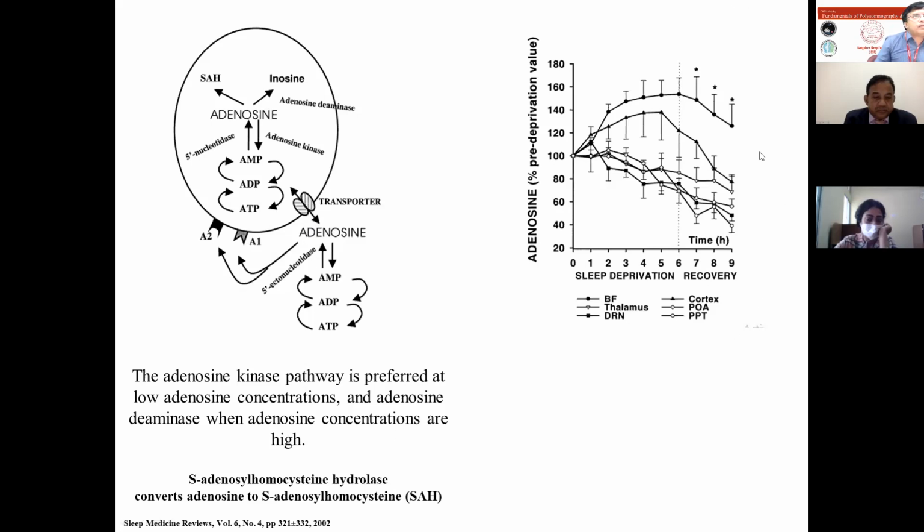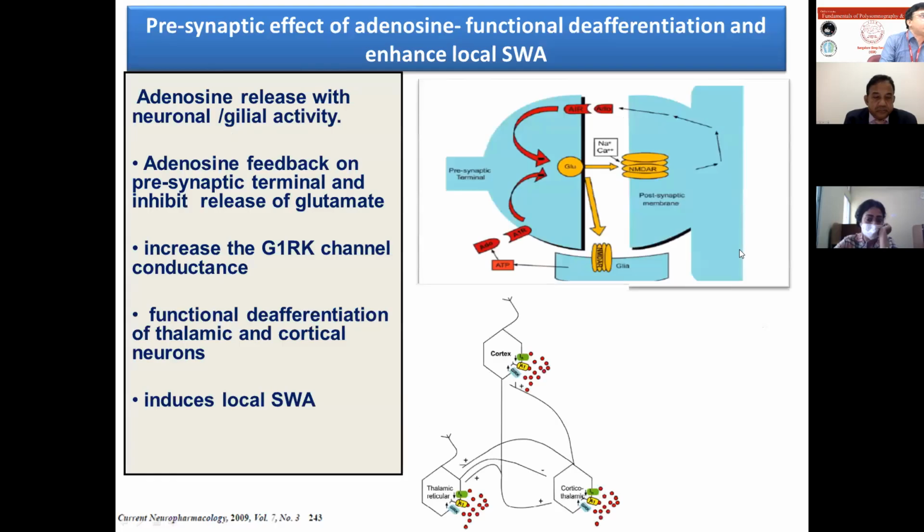So if you look at this particular graph, it tells that whenever there is sleep deprivation, in all these areas which are associated with the sleep-wake circuits, the concentration of adenosine will increase. However, the highest concentration you can see is in the basal forebrain. And whenever there is recovery sleep, as the sleep pressure dissipates, we can see that adenosine goes on reducing in all the areas, and also in the basal forebrain.